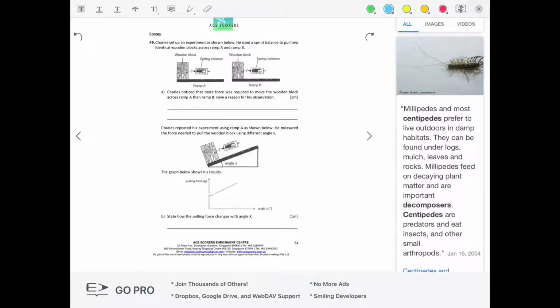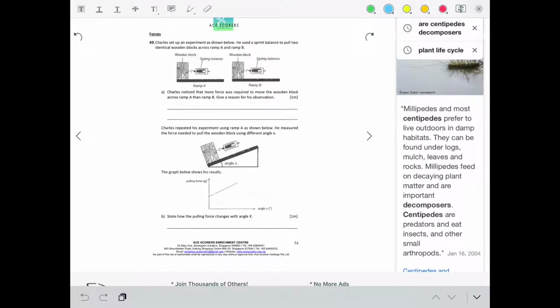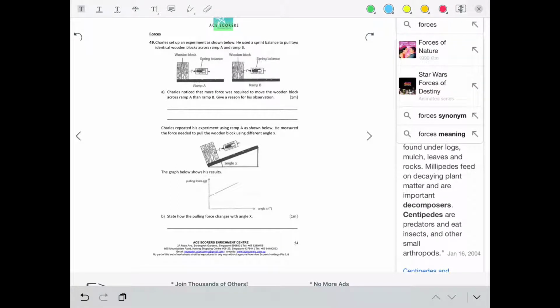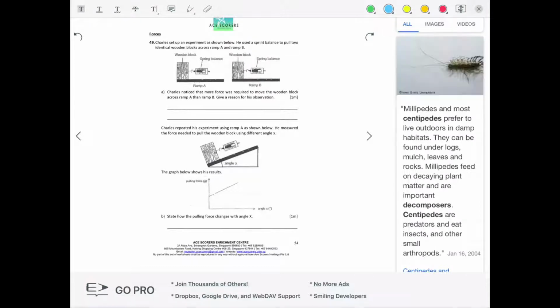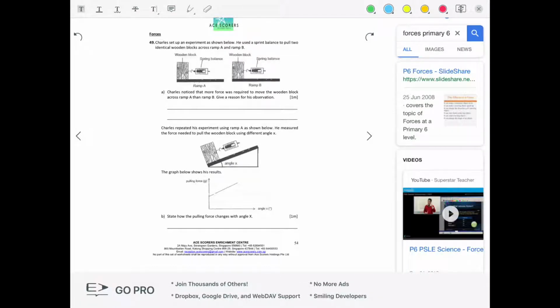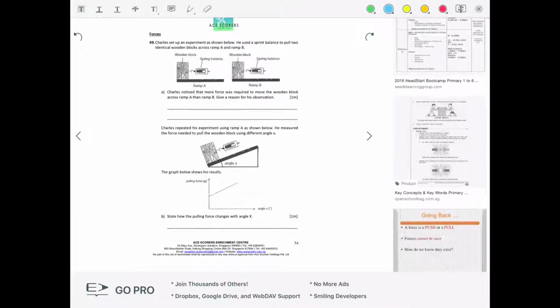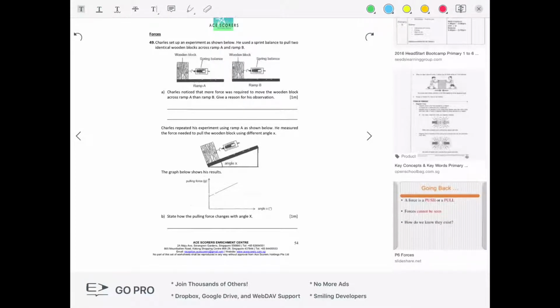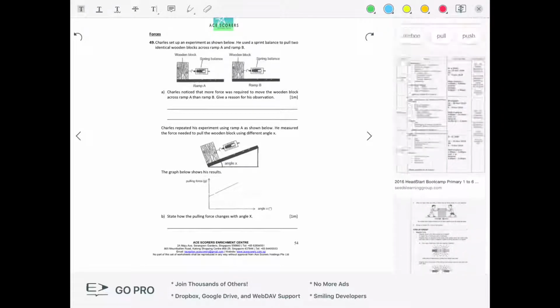Okay, so let's take a look at forces questions. So what are the two types of forces? Just a bit of a recap. P6 forces. What are two types of forces? Push and pull. Okay? So you only learn about push and pull in forces.